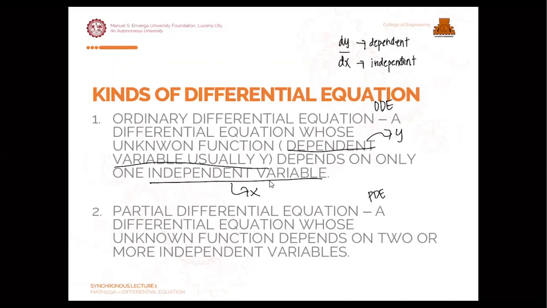equation muna. Then the other kind of differential equation is tinatawag nating partial differential equation. So, ang unknown function niya depends on two or more independent variables. So ginagawa natin, dinederive natin yung function natin, pwedeng in terms of x lang or pwedeng in terms of y. Kung tatandaan nyo, meron tayong tinatawag na implicit differentiation before, di ba, sa differential calculus? So dito, mangyayari yun sa partial differentiation.